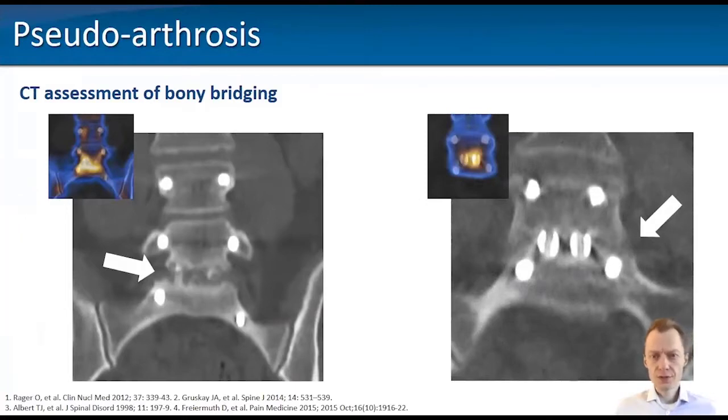Whereas on the right, you can see that there is just some residual uptake centrally located around the cages, where you would in fact also expect that bone integration is ongoing with good fusion on CT. So there is low probability of pseudo-arthrosis.